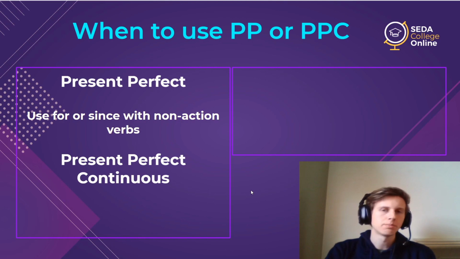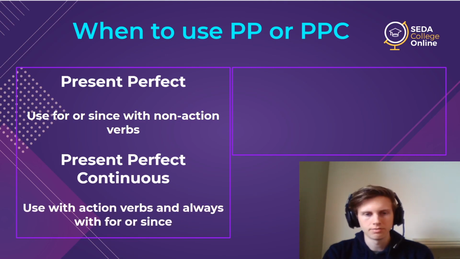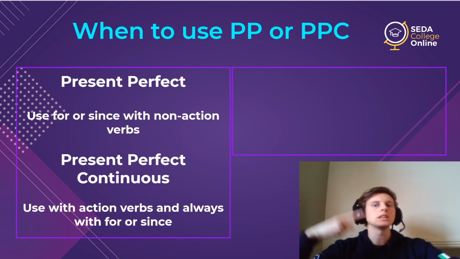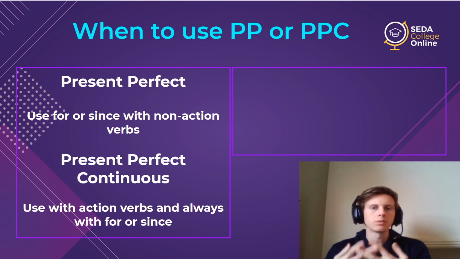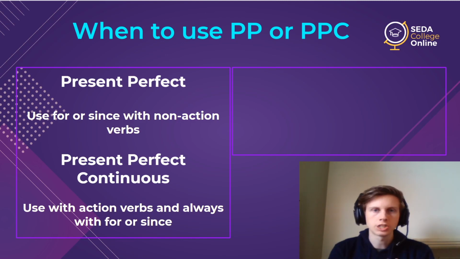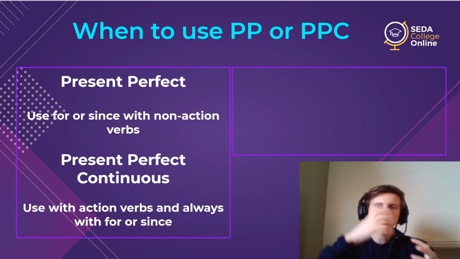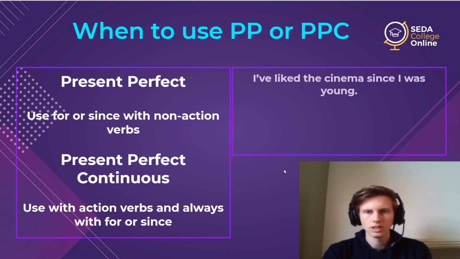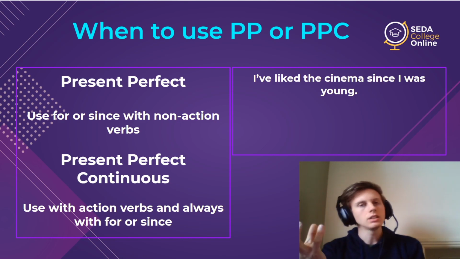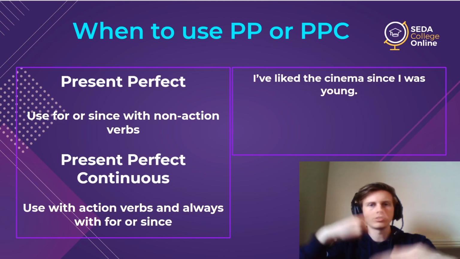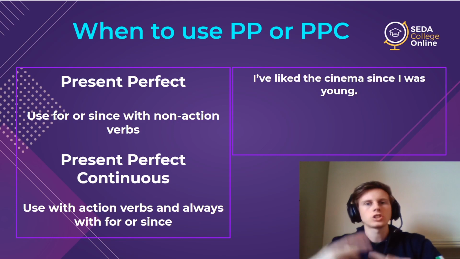On the other hand, the present perfect continuous must be an action verb. It is required because it must be in progress, it must be continuous, so it must be an action, something you can do for a period of time. It will always be an action verb like eat or jump or run or sleep, something that has a process inside of it. So an example is, I've liked the cinema since I was a child. Liked is non-action. We never say I am liking or I have been liking. We never do that because you either like the cinema or you do not like the cinema. There's no kind of continuous action happening.